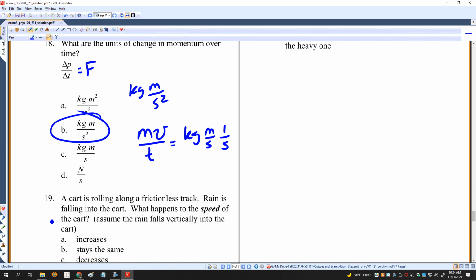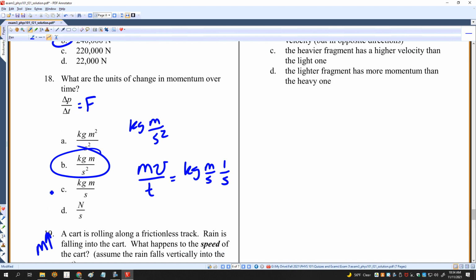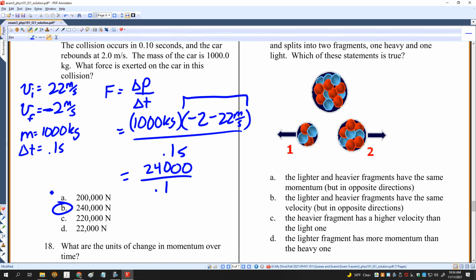All right. Oh, where's 19? Oh, here we go. A cart is rolling along on a frictionless track. Rain is falling into the cart. That means that the mass is increasing. What happens to the speed? So if the momentum is constant, and m goes up, that means v goes down. So C is the right answer. That was from your concept test. This one is too, I think.